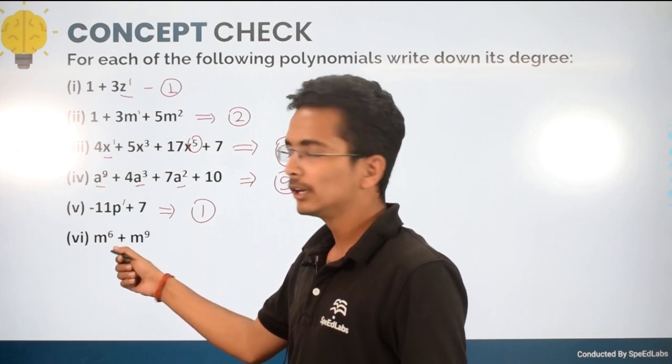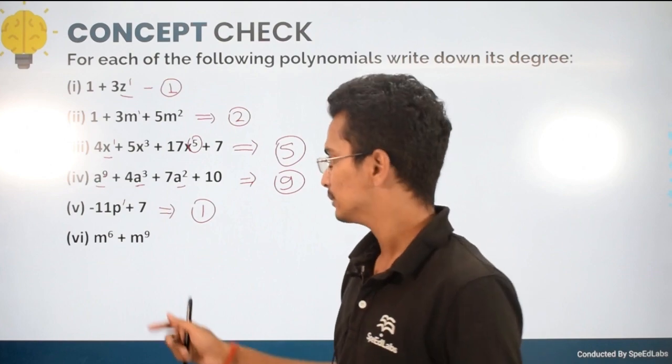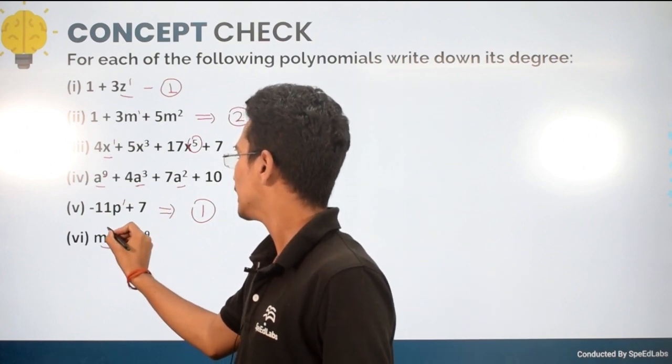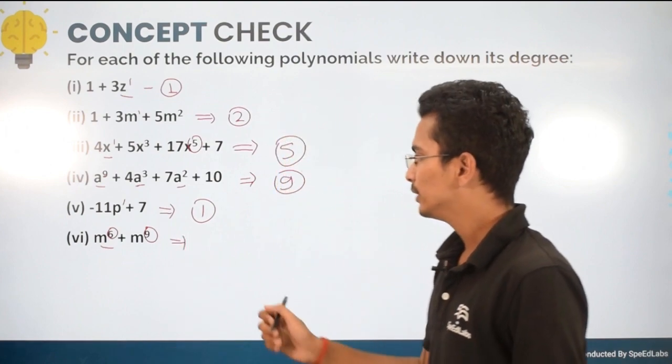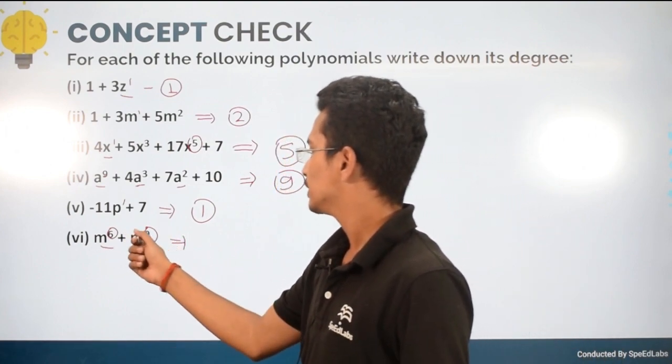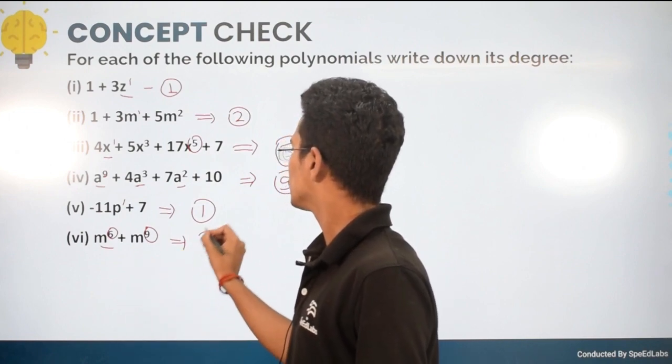You can see this polynomial is in M, right? So we have to check for the powers of the variable M over here. Here the power of the variable M is 6, here it is 9. So the highest power of the variable is the degree. So you can easily find that 9 is the highest power. So the degree of this polynomial will be 9.